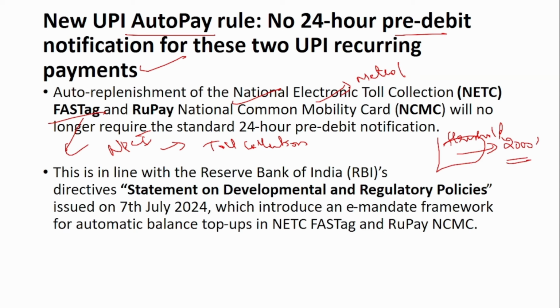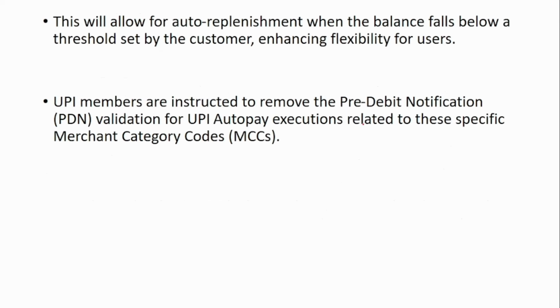FASTag and the RuPay NCMC card. This is in line with the RBI's Statement on Development and Regulatory Policies, which introduces an e-mandate framework for the automatic balance top-ups in the FASTag and the RuPay NCMC. So this will allow for auto replenishment when the balance falls below a threshold set by the customer. UPI members are instructed to remove the pre-debit notification validation for the UPI autopay execution related to these. Since you don't manually debit it, here the replenishment happens automatically, so there is no need for this pre-debit notification.